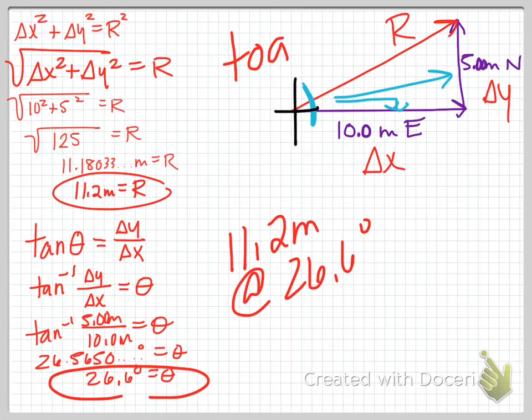Oh. Whoops, okay. So I can't just say that, I need a direction. If I put a compass rose there, I know that this is north of east, so this is 26.6 north of east. Yes, sir? I thought we weren't... There were no cardinal directions on this problem.